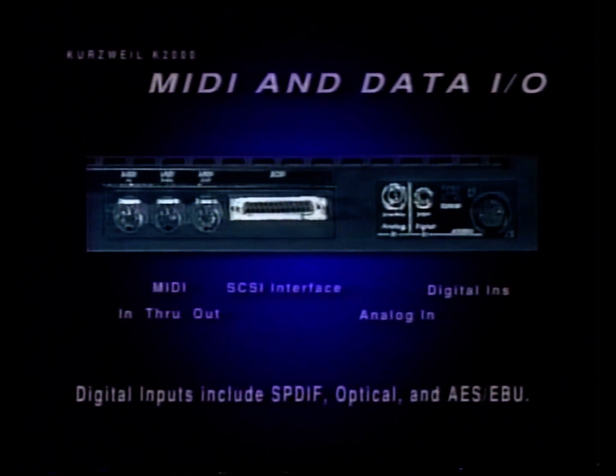To the right of the analog input are the digital inputs which support SPDIF, RCA jack, an optical connector, and AES/EBU connector. These are provided for digital transfer from DAT recorders, CD players, or other samplers. One last reminder, the sampling board is an option and it can be purchased from your Kurzweil dealer. It must be installed inside your K2000.